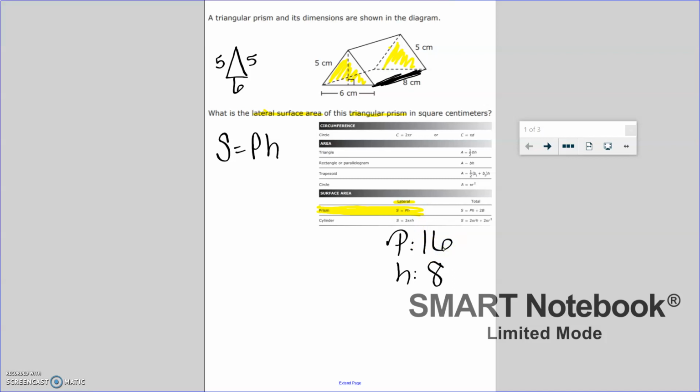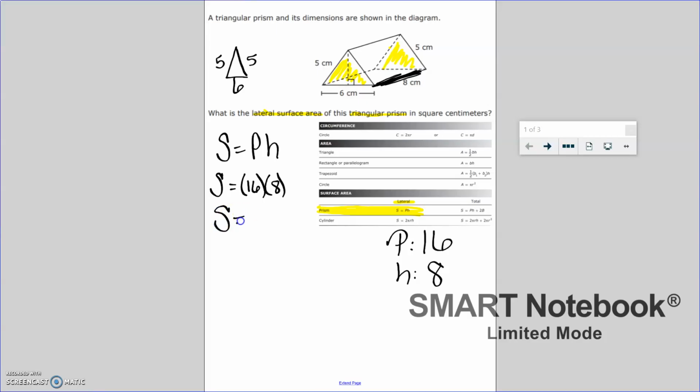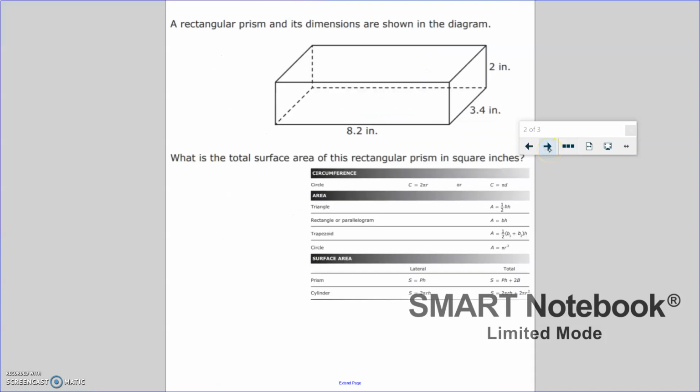Now that I have those values, I can substitute them in. So now I have surface area is equal to 16, because that's the perimeter of the base, times 8, which is the height of our prism. So I'm going to put 16 times 8 into our calculator, and we get 128. So the lateral surface area is 128 square units. 128 square centimeters is our lateral surface area. Okay, let's look at the next example.